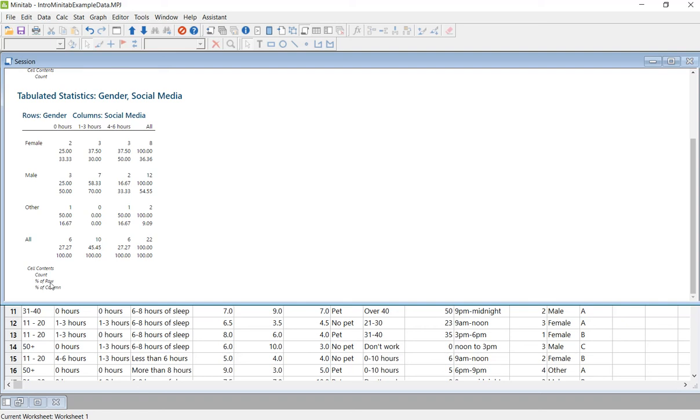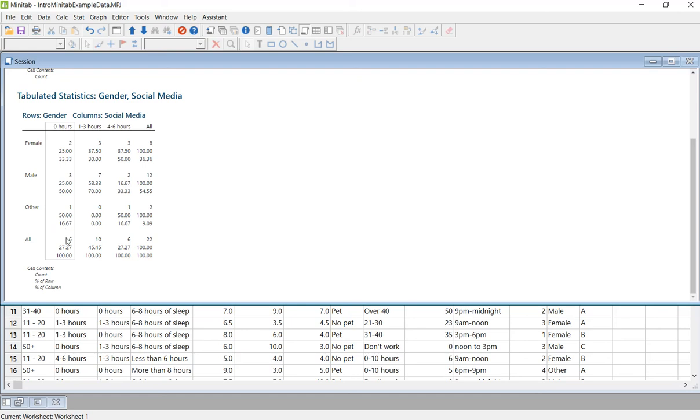So we covered what the row means, but what does that percent of the column mean? What that percent of the column means is that, out of all the people who spent 0 hours on social media, what percentage of those people were female, male, or other? That's the 33%, the 50%, and the 16.67%.